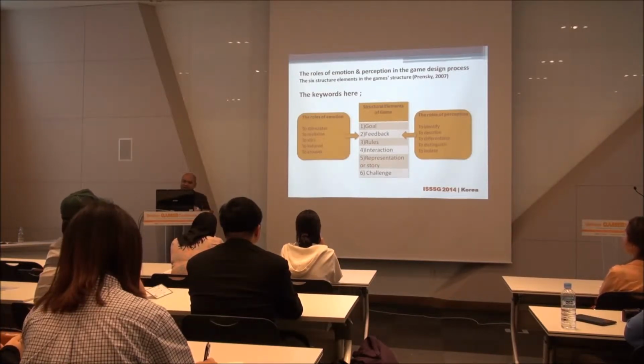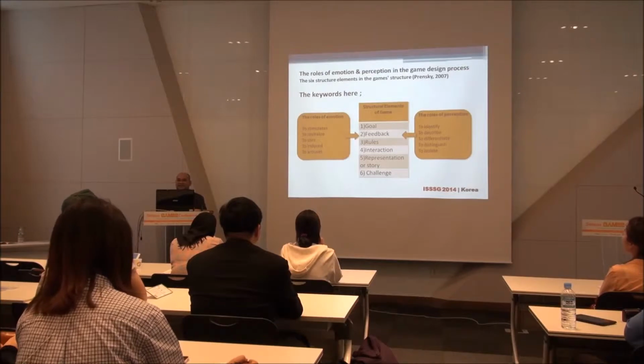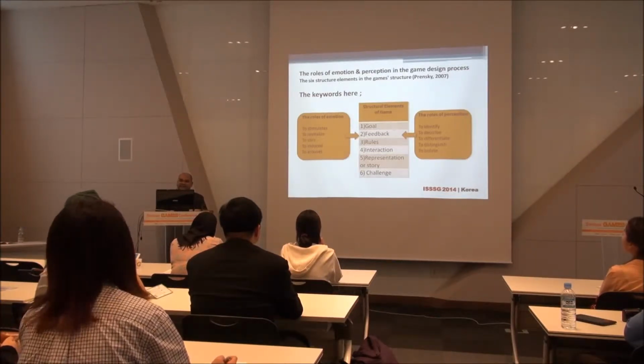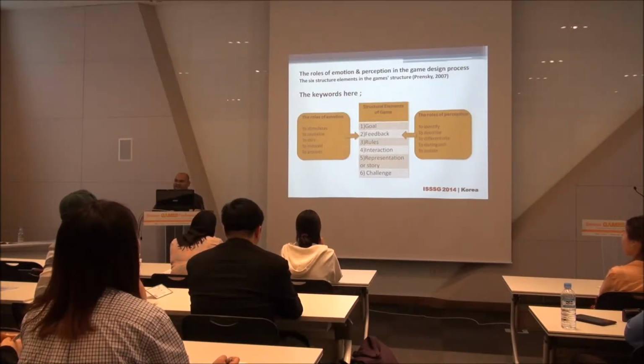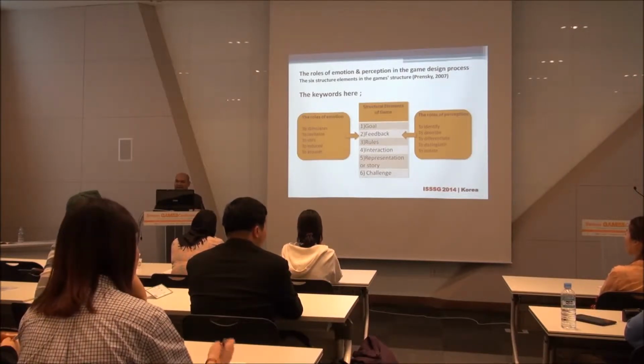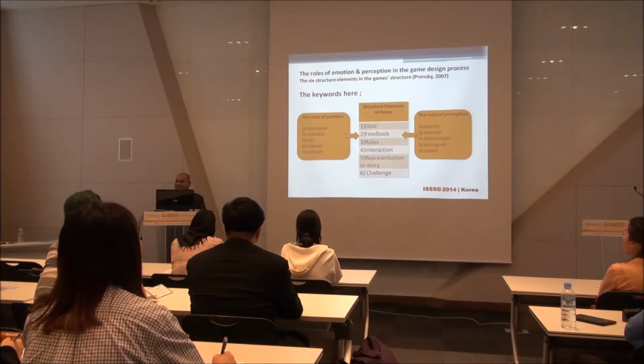Because according to the roles of emotion and perception in the game design process, they are covered in the six structural elements in the game structure. Okay, it's goal, feedback, rules, interaction, representation, and story and challenge.